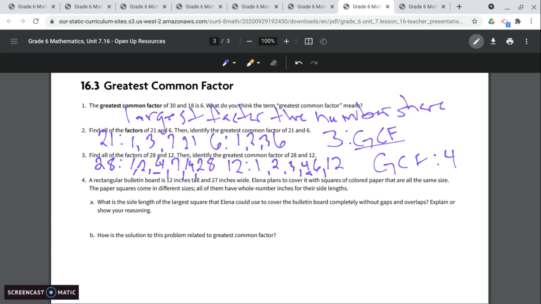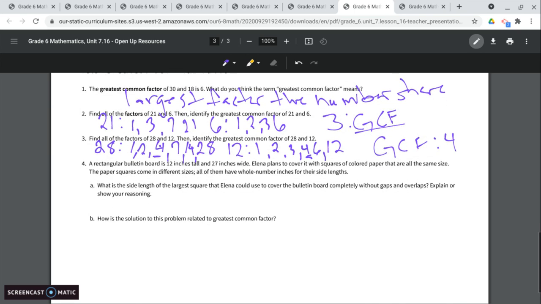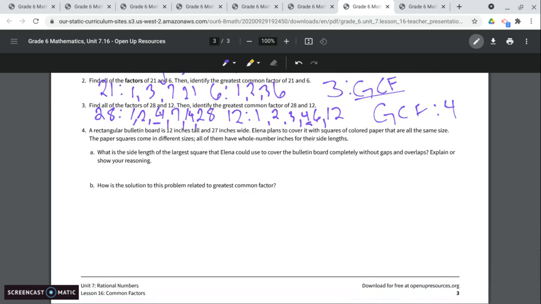All right, a rectangular bulletin board is 12 inches tall and 27 inches wide. Elena plans to cover it with squares of colored paper that are all the same size. The paper squares come in different sizes. All of them have whole number inches for their side lengths. What is the side length of the largest square that Elena could use to cover the bulletin board completely without gaps and overlaps? So we want to find the greatest common factor between 12 and 27.